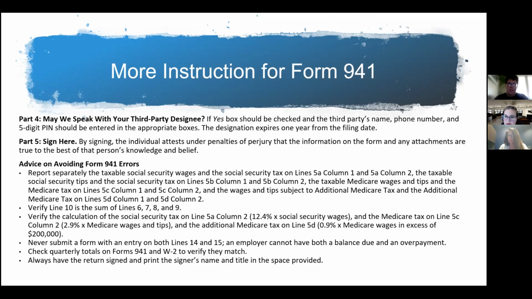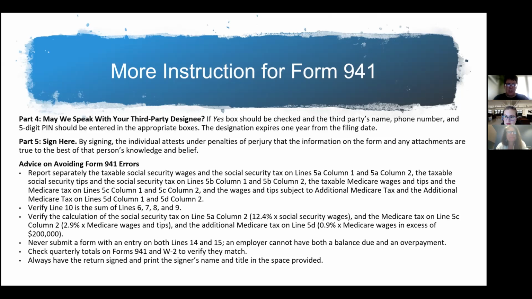But always verify the calculations on your Social Security tax and your Medicare tax, as well as your additional Medicare tax on line 5D. Always check those calculations. Always make sure that there's not something on both lines 14 and 15, because you can't owe and get something back at the same time. It just doesn't work that way.